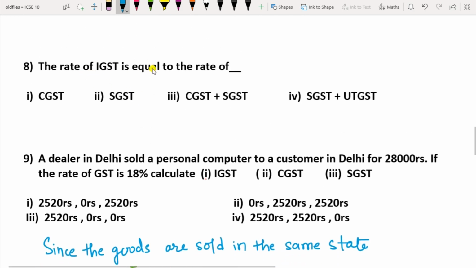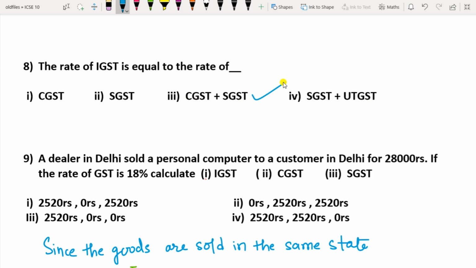The rate of IGST is equal to the rate of CGST, or SGST, or CGST plus SGST, or SGST plus UTGST. So it is option 3, CGST plus SGST.